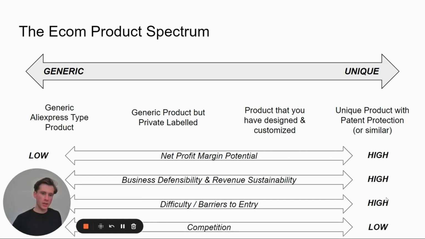And finally, competition, right? At the very bottom, you can see that, of course, the more unique your product is, the lower the competition, just because, again, the more difficult it is, by definition, it's also going to be more difficult for your competitors. But if you manage to succeed, and again, I'm comparing both sides of the spectrum kind of equally, if you're successful with a unique or generic product, then those are the trade-offs that you should keep in mind.